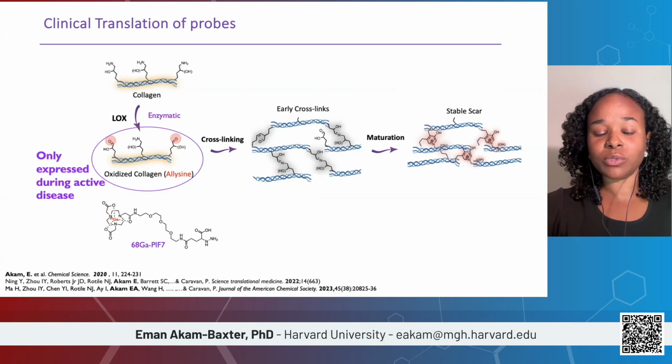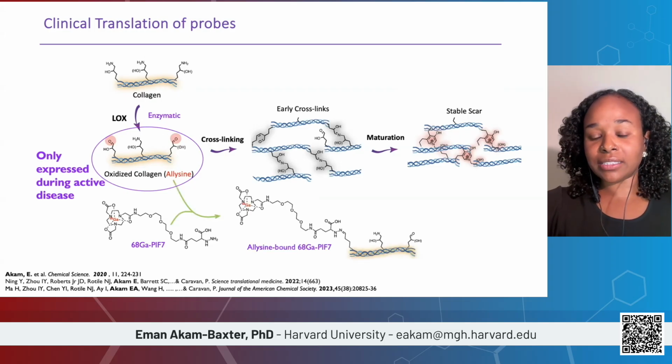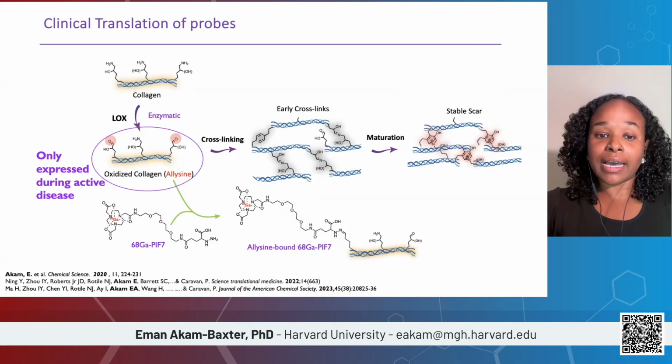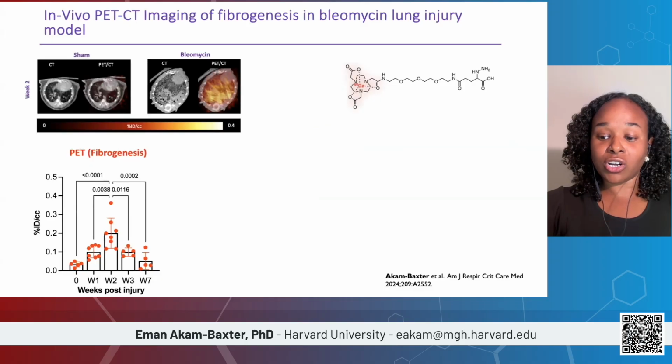And in this case, we developed probes that have a radioactive gallium-68 that allows for PET imaging, but this works in the same way as the probes that I showed you earlier, where you get binding of these probes to the lysine aldehydes on collagen, and therefore it gives us a readout for the degree of collagen cross-linking or activity in the tissue of interest.